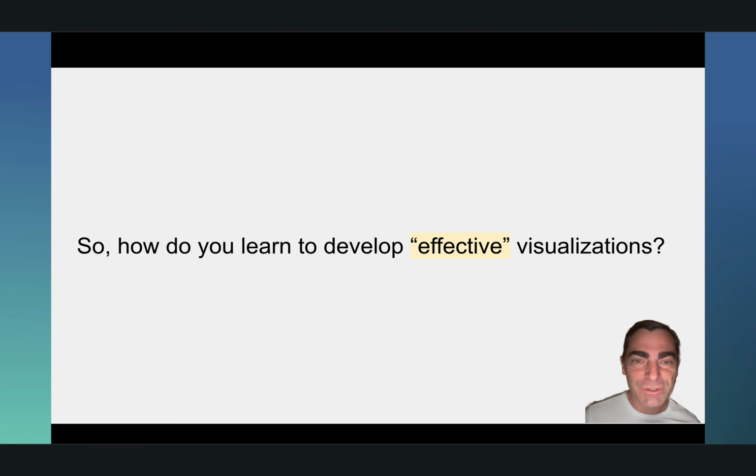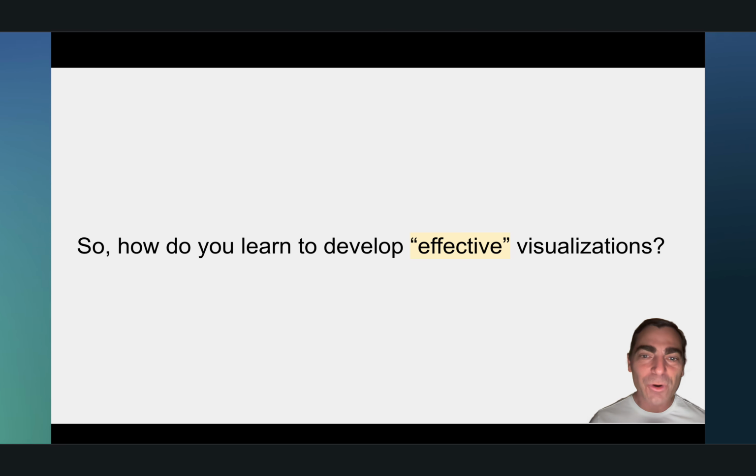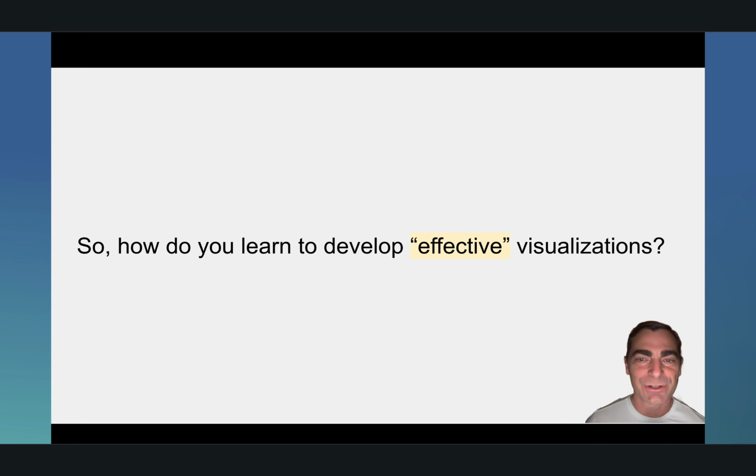Okay, so unfortunately, as we have seen, it's not sufficient to just visualize data to have positive outcomes. You have to learn how to design effective visualizations. And that's why you are taking this course. And that's what I'm hoping to communicate to you during these lessons. So the key question that we have to answer now is, how do you learn to develop effective visualizations?